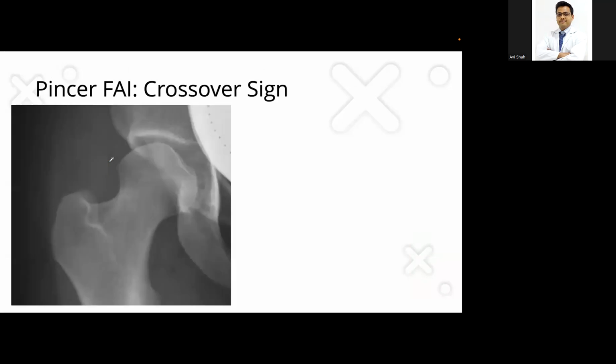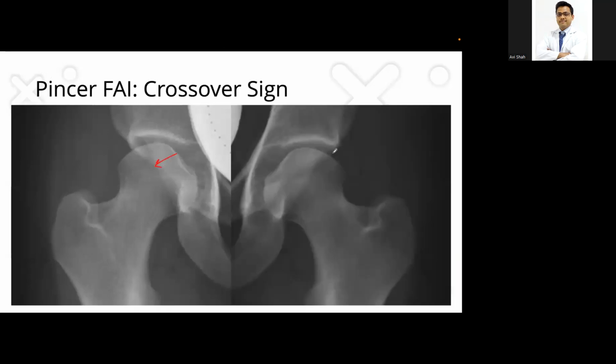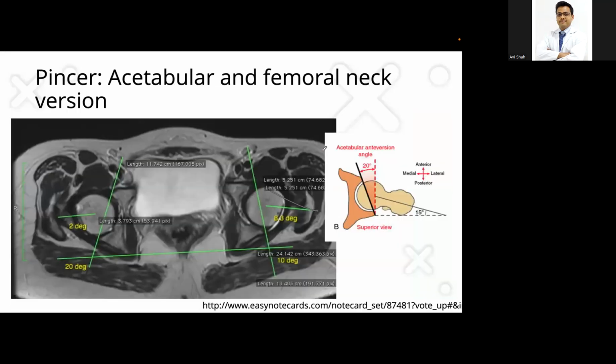The crossover sign is something that was already discussed. You can see that normally the crossover tends to happen at the mid portion of the acetabulum. And in some cases, when it happens more proximally, that's when you start to think of somebody having an abnormal retroversion or anteversion of that acetabular cup. On MR, we can obviously use the interischial line and we can measure the degree of version of the acetabular cup in relation to the normal side, or in general to normal variants.